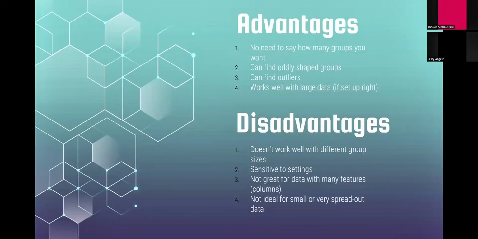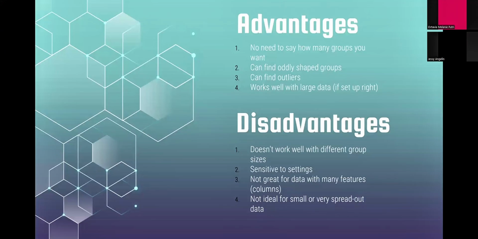Next, the advantages of using dbScan. First, you don't need to say how many groups you want. dbScan can figure out the number of groups or clusters by itself. You do not have to tell it. Second, it can find oddly shaped groups. It is good at finding groups that are not round, like curve shapes. Third, it can find outliers. It can spot data points that don't belong to any group, called outliers. Fourth, it works well with large data if you set it up right. It can handle a lot of data if you use the right tools.